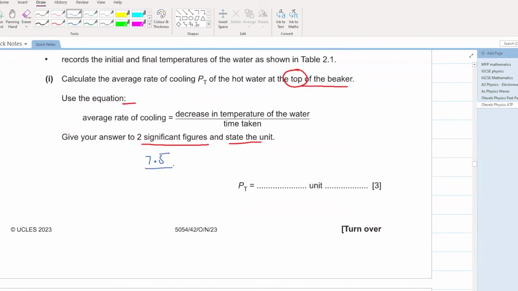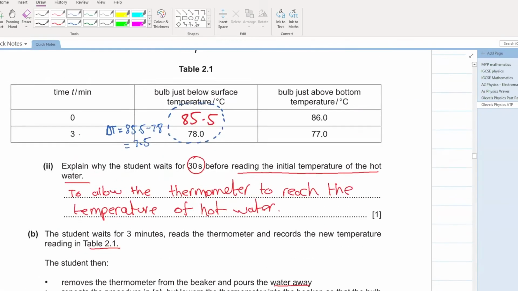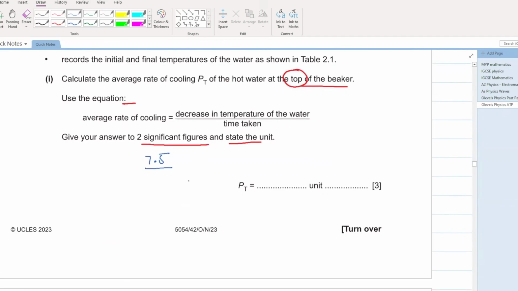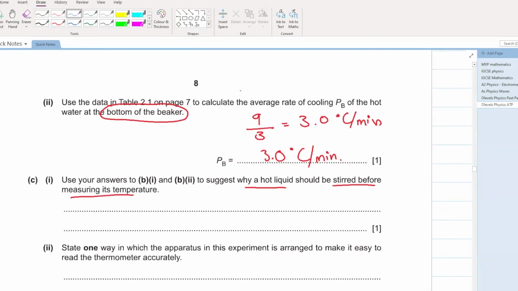And how much time is involved here? 3 minutes. It is my choice whether to keep 3 minutes or convert minutes into seconds. I am keeping my time in minutes because I have the liberty here. This comes out to be 2.5 degrees centigrade per minute. Please remember the unit. If you take the time in seconds, then make your unit in seconds as well. Now, I have done this already.